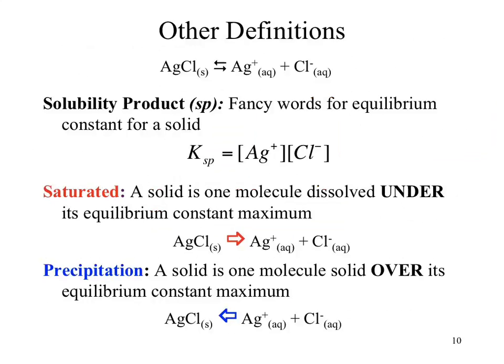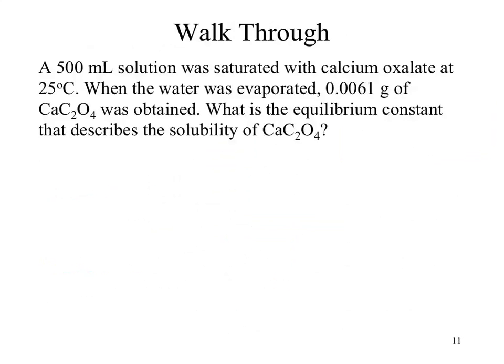So, I'm pretty sure we've got two problems here. I'm going to walk through both of these in the interest of time to make sure we see them both. A 500 mL solution was saturated with calcium oxalate at 25 degrees Celsius. When the water was evaporated, that amount of calcium oxalate was obtained. What is the equilibrium constant that describes the solubility of this compound?